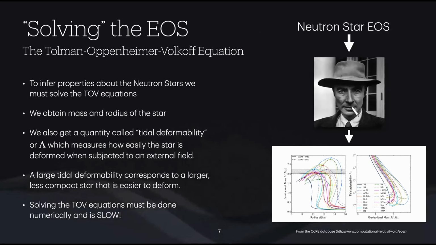mass radius curves. You also get this quantity known as tidal deformability, which is a measure of how easily a star is tidally deformed when subjected to an external field. So a larger tidal deformability corresponds to a larger, less compact star that is easier to deform. And the unfortunate thing about this is there aren't analytical solutions aside from the trivial case, and it's slow. It has to be done numerically.